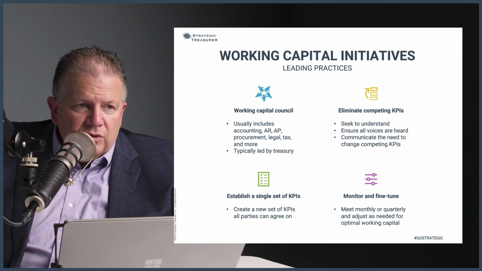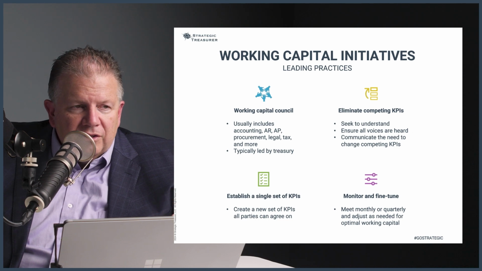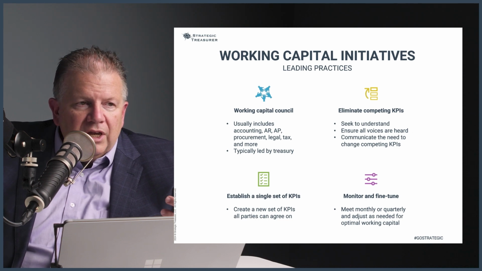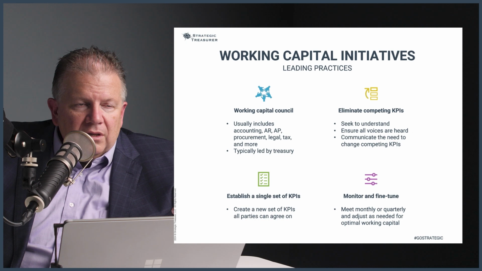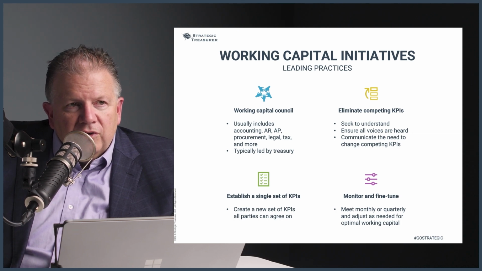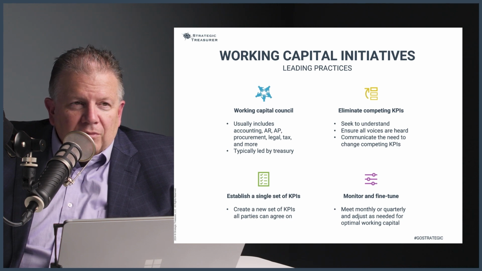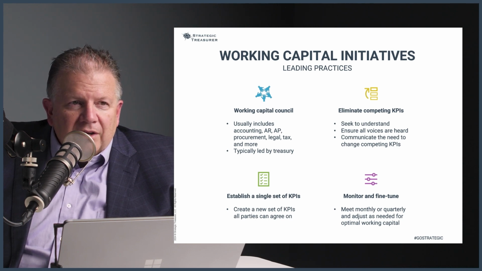Who does that? Usually it's treasury. It's not just AP, not just AR, not just inventory, not just some of treasury's measures, but looking at and having key performance indicators that are across the board that everyone is measured on, because everyone contributes to those in the cash conversion cycle. The other, eliminating competing KPIs. If you have KPIs that fight one against another, you're going to miss what you're trying to do in the organization.